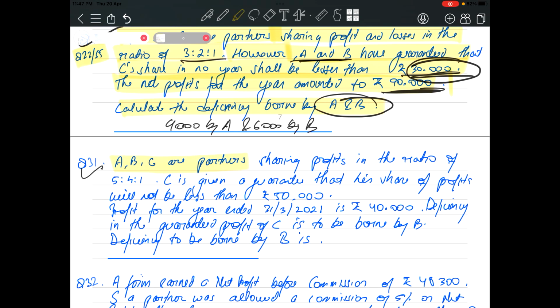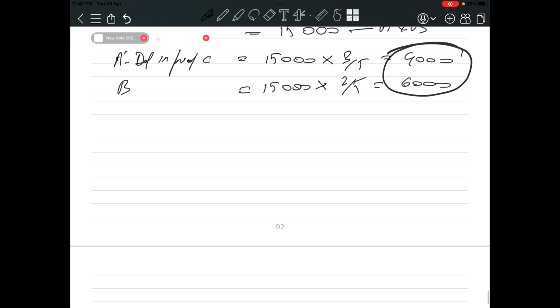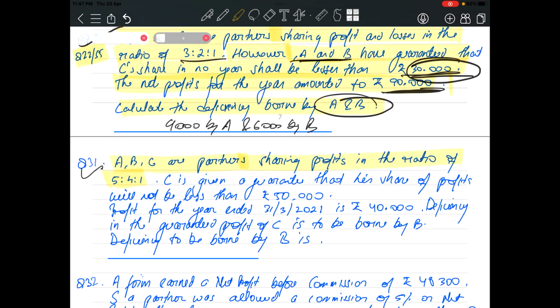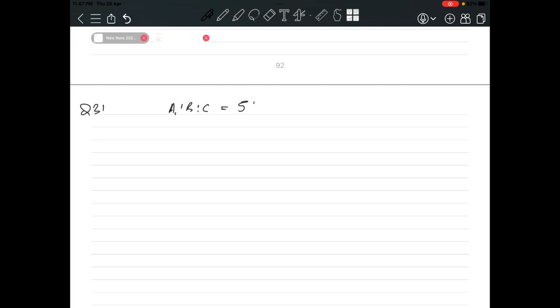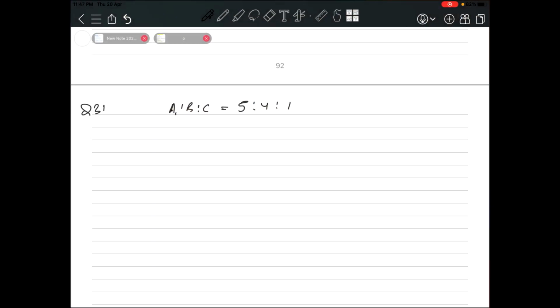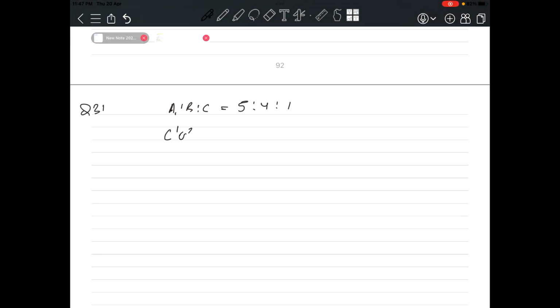A, B, C are partners sharing profits in the ratio of 5:4:1. Okay, A, B and C are partners. They are sharing profits and losses in the ratio of 5:4:1. Now C is given a guarantee. Okay, who is given a guarantee? C is given a guarantee that his share of profits will not be less than 50,000. Okay, so C's share will not be less than 50,000.